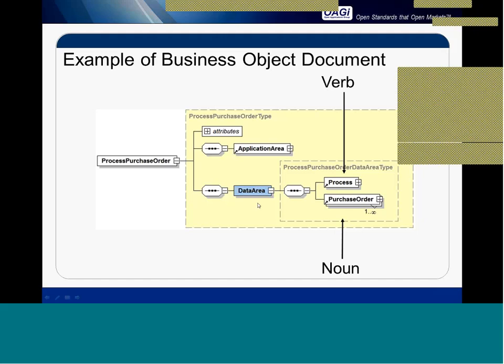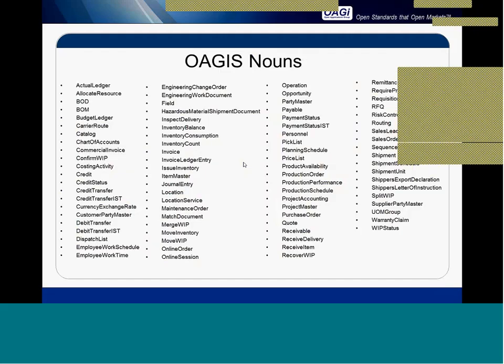So within the data area itself, I'm just going to call out what a noun and a verb are, and then show you a little bit more about them. These are all the OAGIS nouns. And what we can do with the messages is combine these nouns with any of the verbs to create a short dialogue within the scenario itself. And we go all the way from internal stuff like actual ledger and bill of material to B2B like commercial invoice or invoice itself.